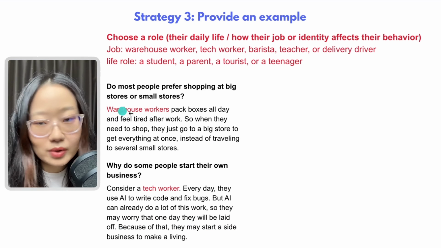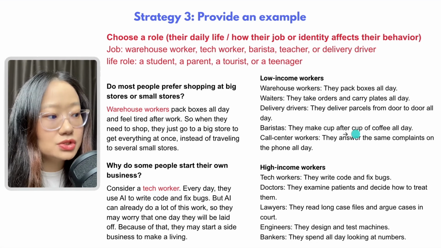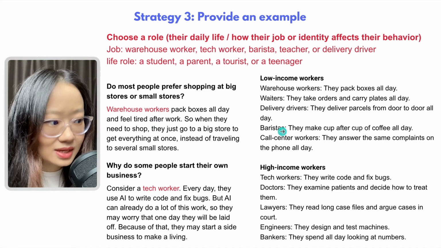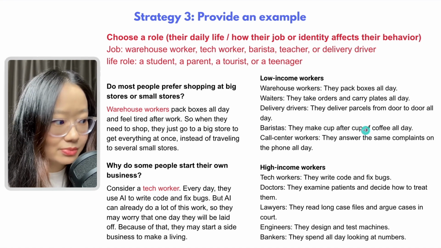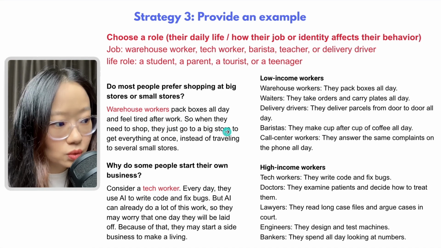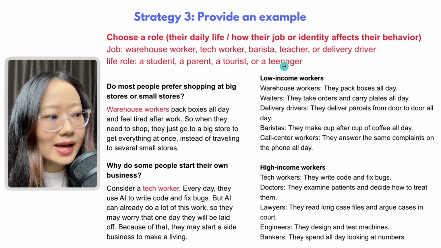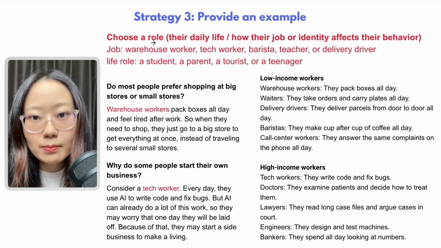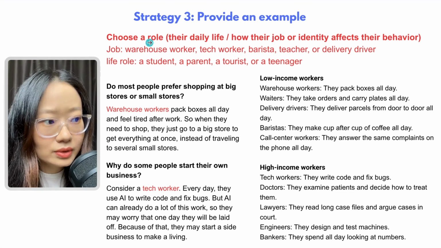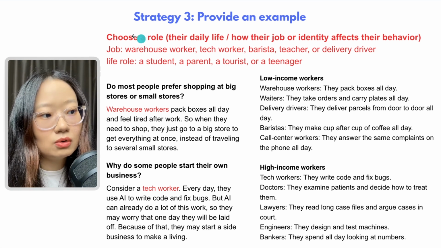You can easily replace the warehouse worker or the tech worker with one of those workers. Do you remember, earlier in the video, I've already shown you these examples. Here, we can easily replace the warehouse worker with a barista. We can say baristas make a cup after cup of coffee all day. So they are probably very tired after work. So when they need to shop, they just go to a big store to get everything at once. These jobs are very useful. Make sure you get familiar with them, okay? I know choosing a role sounds a bit like strategy 2, make it about people. But in strategy 2, I really didn't talk much about how to provide an example. So I created a dedicated section for this method just to show you how to provide an example using the method of choosing a role.